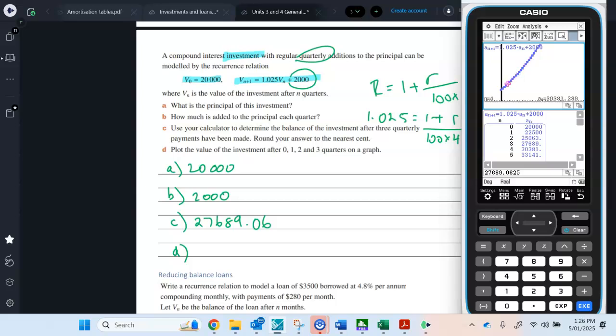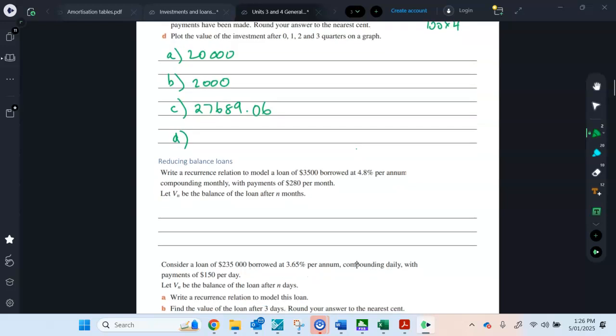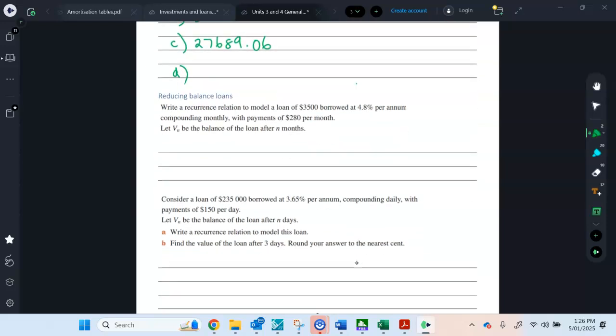So if you had to plot this, it's not a hard one to plot. All right, you can see the values there. I'm not going to do that because let's make this video not too long. It's already 24 minutes. All right, reducing balance loan. So writing a recurrence relation.